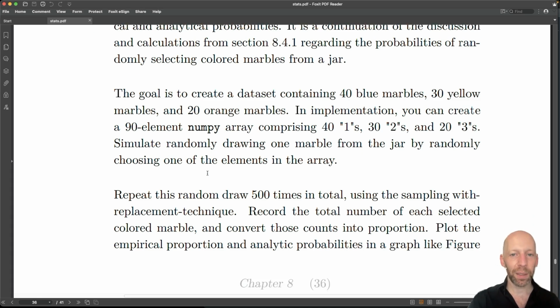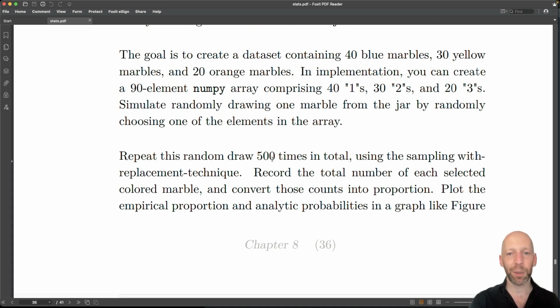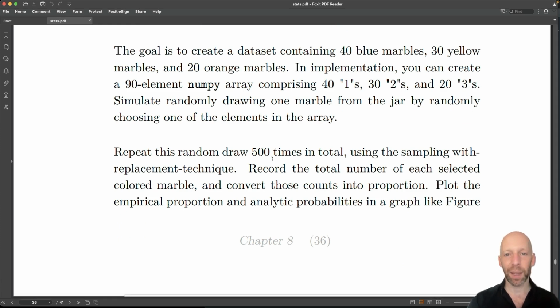Okay, so repeat this random draw 500 times. Here I call it the sampling with replacement technique, but that's basically just what I described. So you pull out a marble from the jar, and then you record the color of that marble, and then you put the marble back in the jar. So that's the replacement. And then after doing this 500 times, you want to record the total number of blue marbles, the number of yellow marbles, and the number of orange marbles.